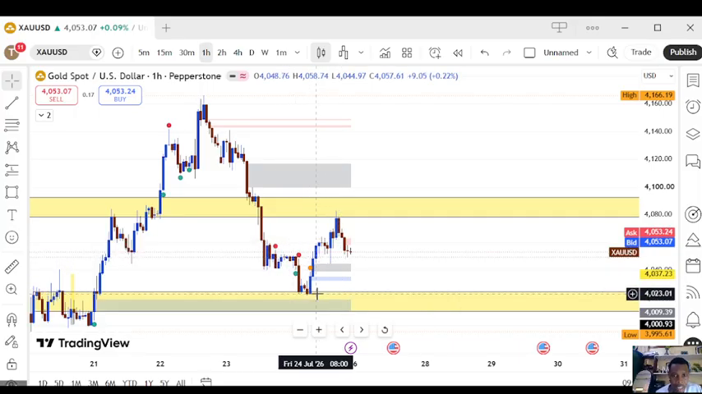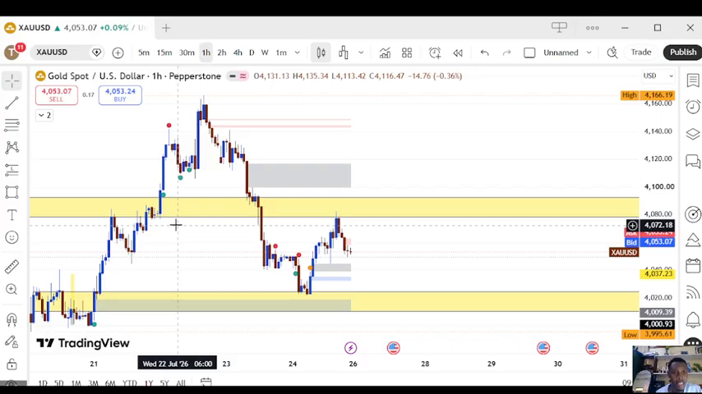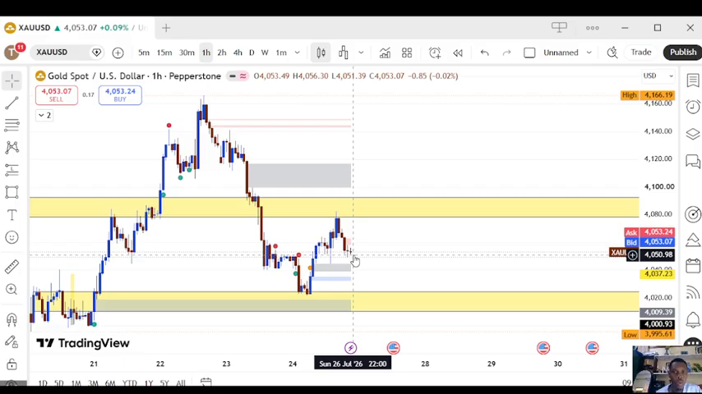One zone acted as a demand. Now the same zone that was acting as supply the other time is now again acting as supply here, as a resistance. But right now it's in between here, so we don't know what the price is going to do. You cannot take buys here, you cannot take sells from here.